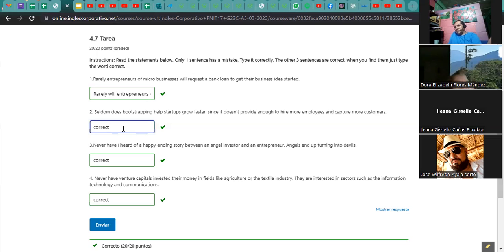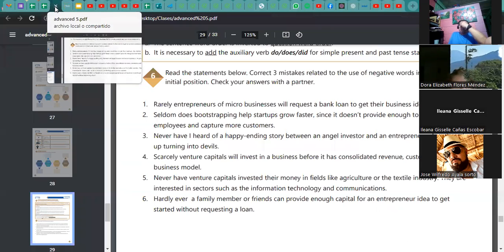Yes, sometimes, if we have a period or a capital letter, those are the things that we need to check every time. The second one, you said that I need just to write it down. The second one only needs you to write the word correct, not the sentence. You're watching my screen, right? No, I'm not watching your screen. Let me just go ahead. Actually, that's what it says in the directions: the other three sentences are correct. When you find them, just type the word correct. Okay, and that's it. Thank you.